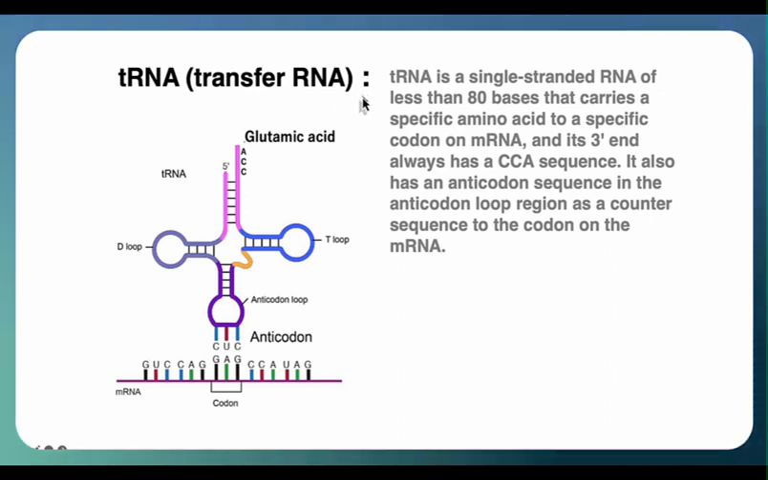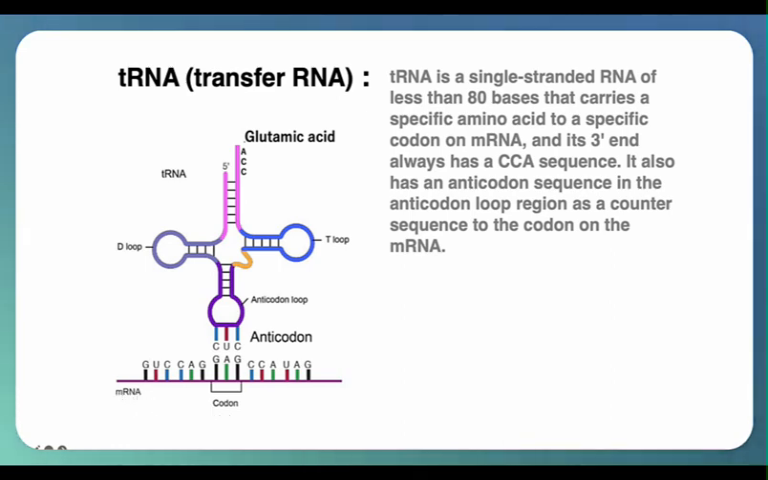Here is an overview of the characteristics of transfer RNA. Transfer RNA is a single-stranded RNA molecule of around 80 nucleotides that carries a specific amino acid to a particular codon on the messenger RNA. Its 3' end always terminates with a CCA sequence. Additionally, the anticodon loop region contains an anticodon that can form stable hydrogen bonds by base pairing with the corresponding codon on the mRNA.